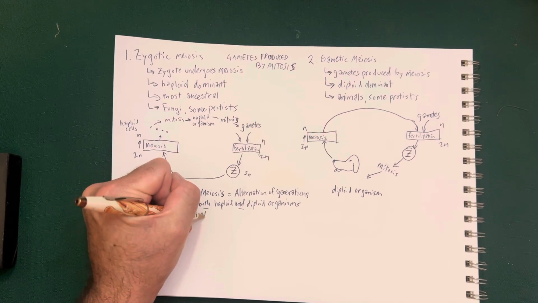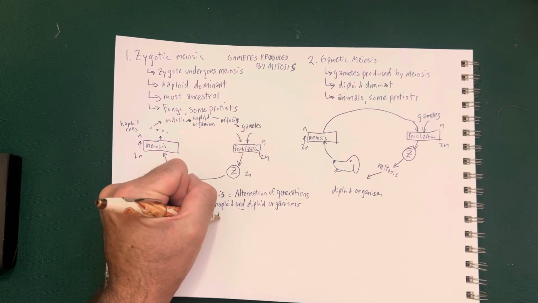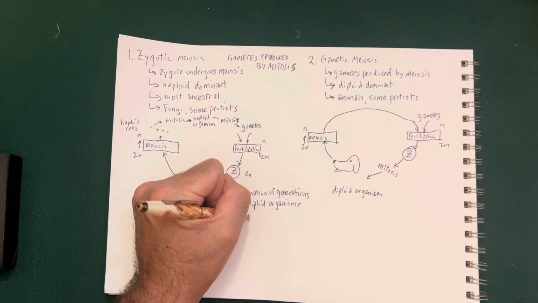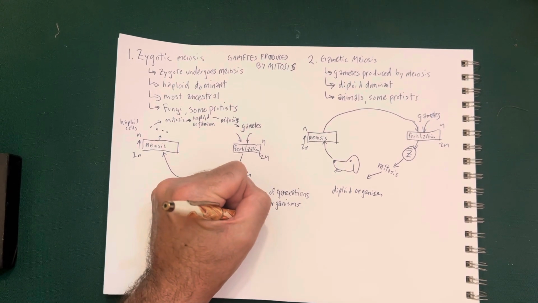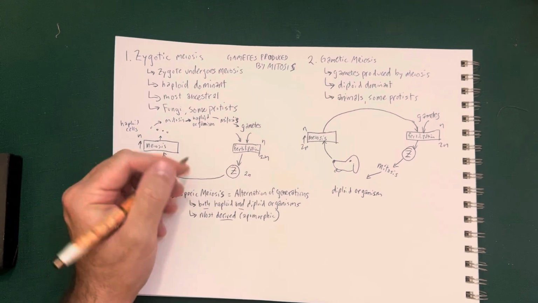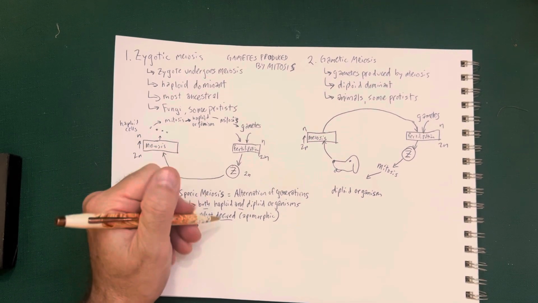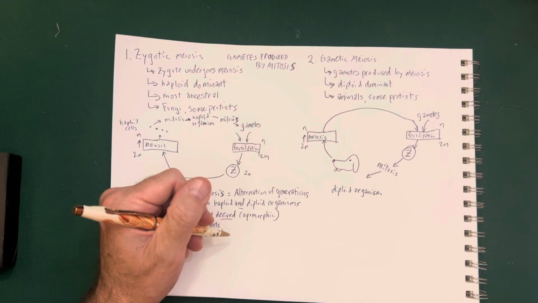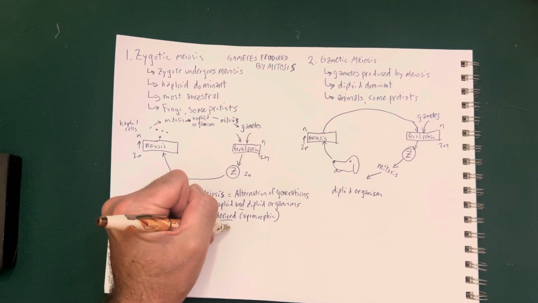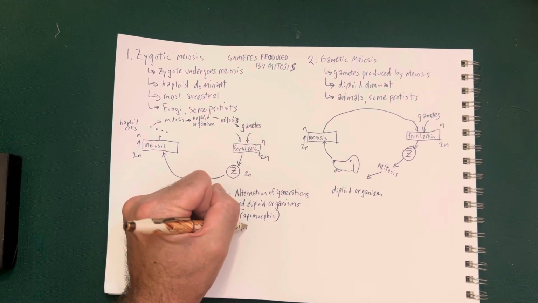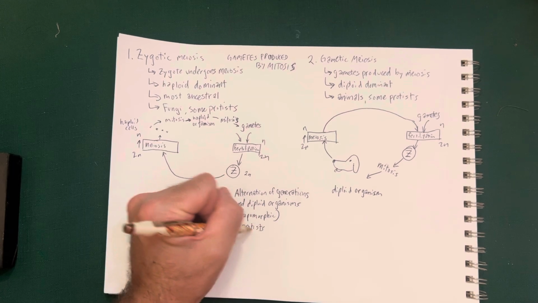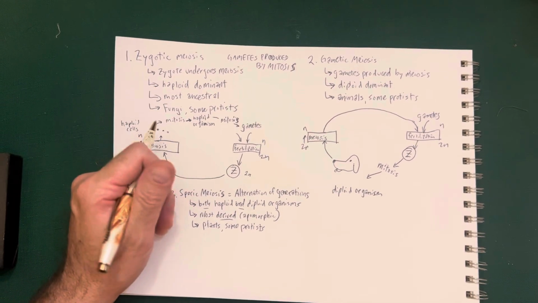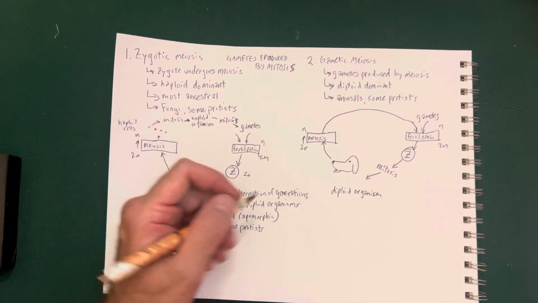Again, this is the most derived condition, or apomorphic. It's another way of saying that. And this is something we see in plants and some protists. Typically algae, but some protists have this alternation of generations.